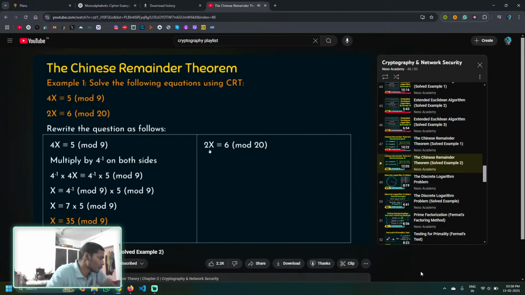But the other side is so simple. Why? Because here we have 2, and here also we have a number that can be divided.